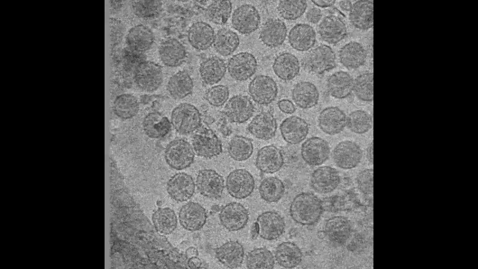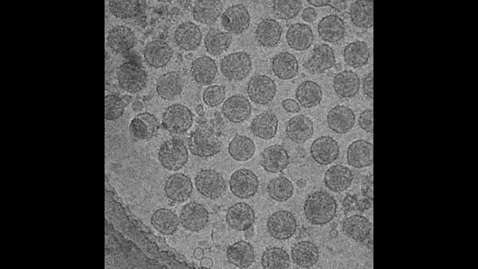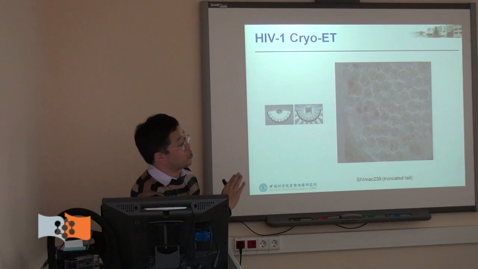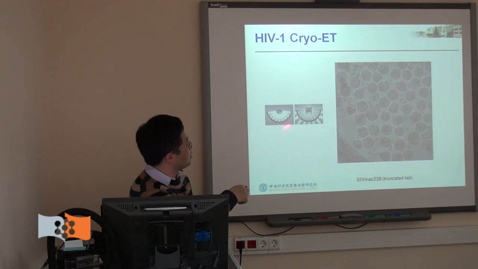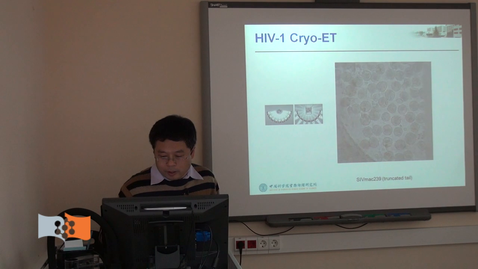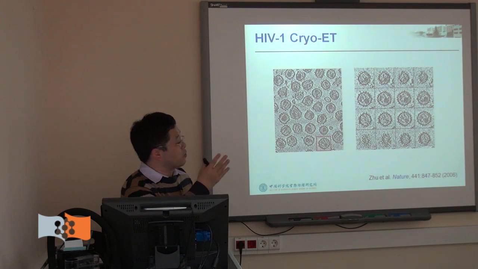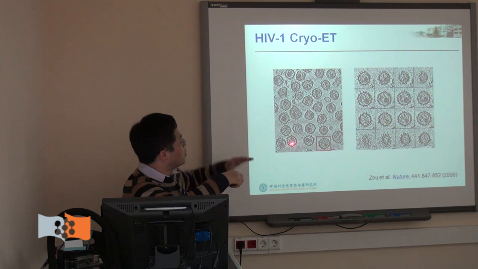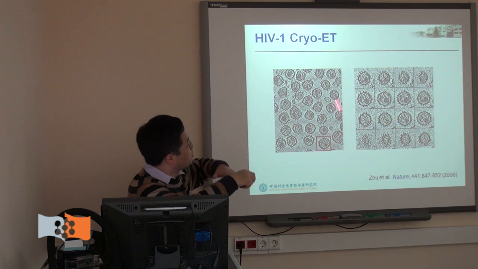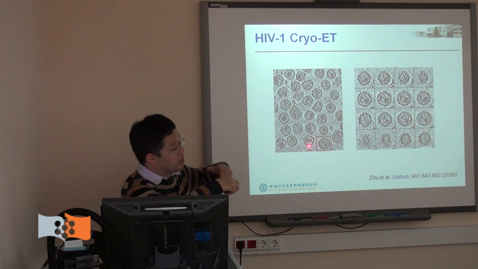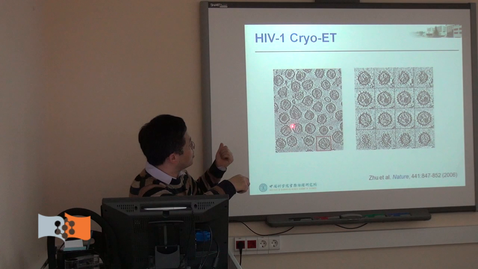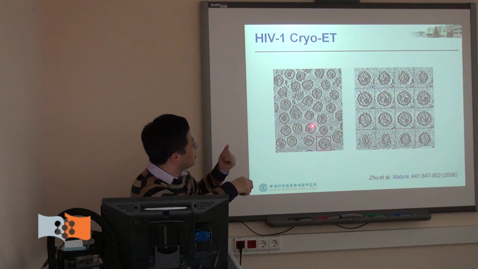After we got the sample, we tried to get the tilt series for electron tomography. This is a virus, and we shoot pictures from different angles. That's what electron tomography sees. After that, we get a reconstruction. This is just one slice of the whole volume. You can see the spike much more clearly compared with our raw images, so the contrast is much better.